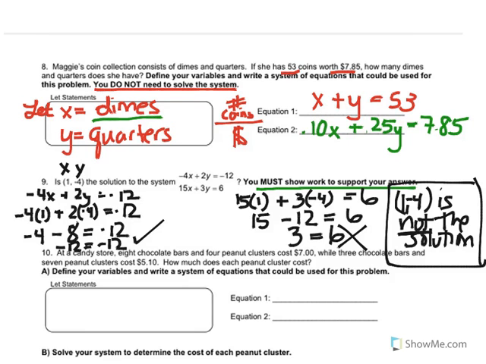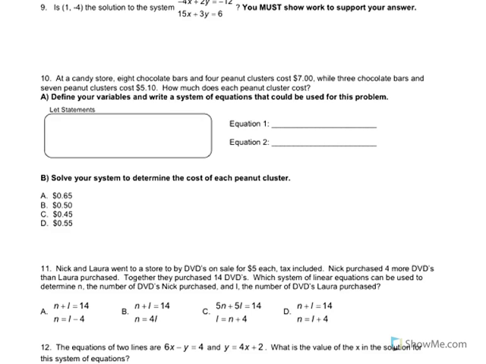Okay, let's look at number 10. It says at the candy store, 8 chocolate bars and 4 peanut clusters cost $7, while 3 chocolate bars and 7 peanut clusters cost $5.10. How much does each peanut cluster cost? So it says define your variables, write a system of equations that can be used for this problem. Then we're going to have to solve it because we do have to actually answer the question.